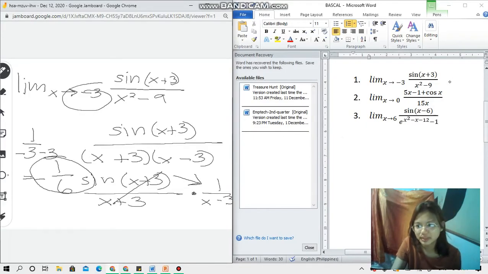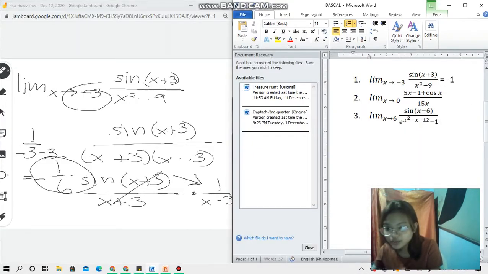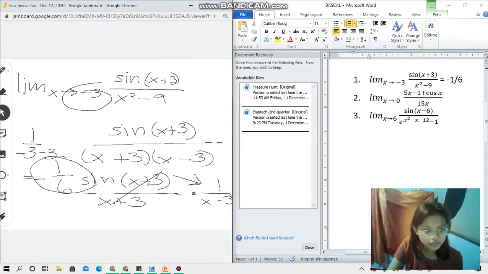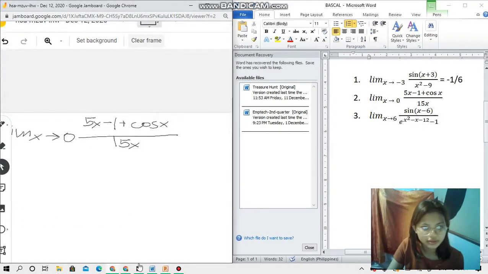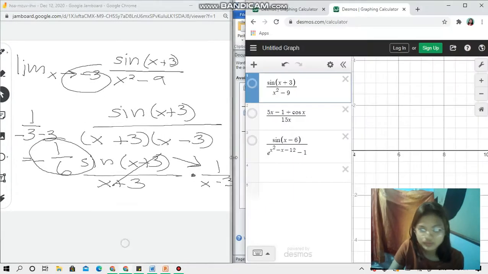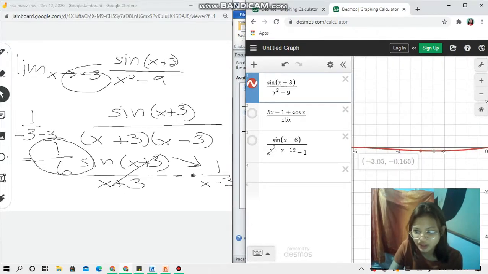So on the first part, the answer will be, let's check, let's put here that it was negative 1 over 6. Well, on the second, we can use the example. Then the second example will be this. So negative 1/6, let's check it on decimals. So approaching negative 3, it's over here, so it is right.